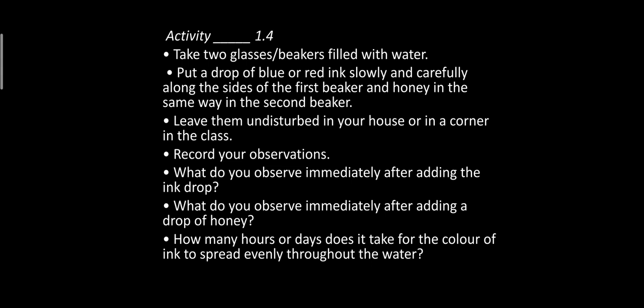The second activity we can take is that we have to take 2 beakers, A and B. In both of them we fill 100 ml of water. In the first beaker we add ink of any color, red or blue. If we do not have ink, we can even use turmeric. In the second beaker we add honey. While adding both things, we have to drop them along the wall of the beaker so that the substance touches the wall. Leave this undisturbed in the corner of the class or house. After that you have to record the observation.